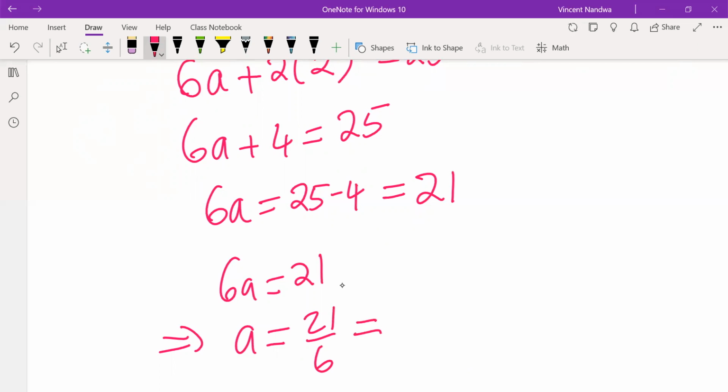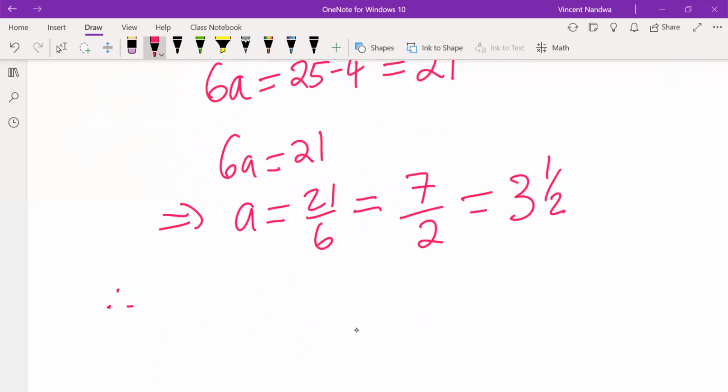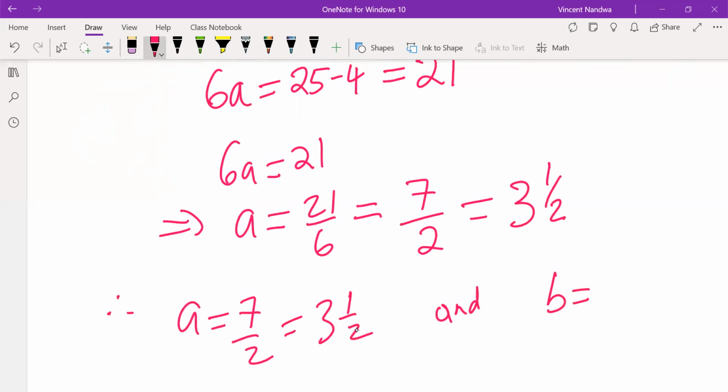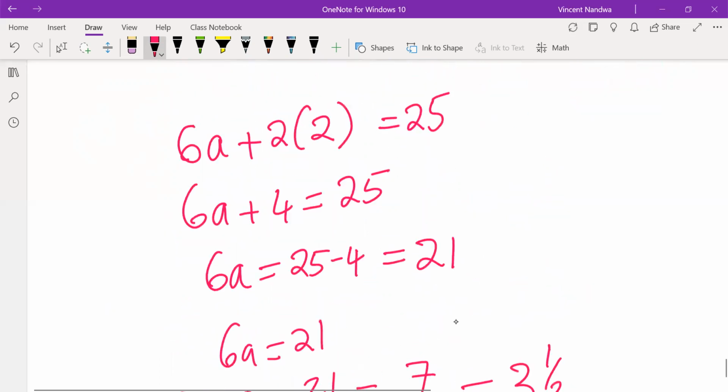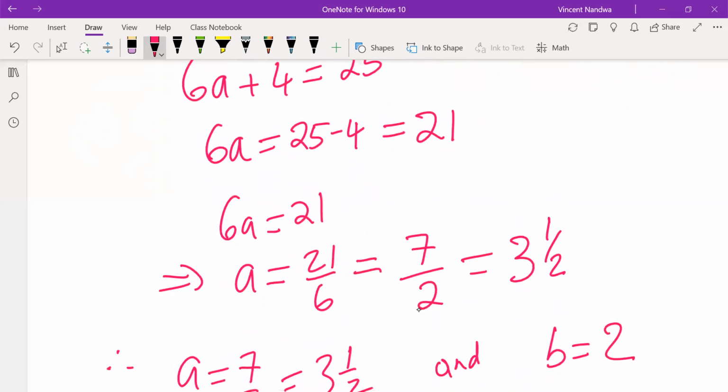Now 3 divide 21, 7. 3 divide 6, 2. So this is the same as 3.5. So therefore, A equals 7 over 2, which is 3.5, and B equals 2. So those are the two solutions for that given equation.